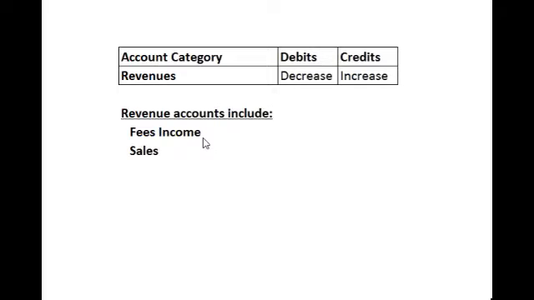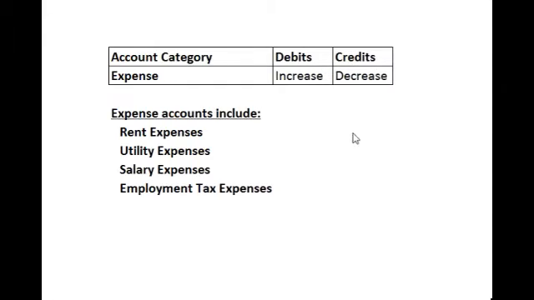Fees income is same concept, except that it's for the service provided for clients. So for example, I am a CPA, and if I provide services for my clients, I would increase fees income instead of sales, because I didn't really sell anything, but I provided service. So fees income is type of revenue, except that it's for providing services.